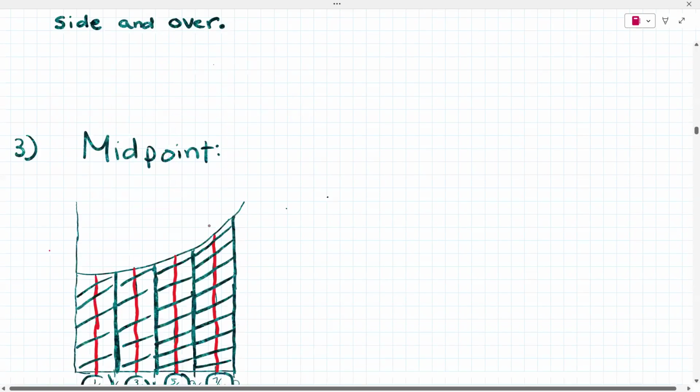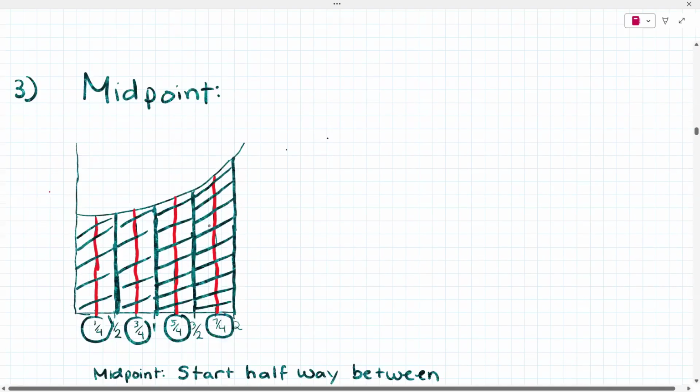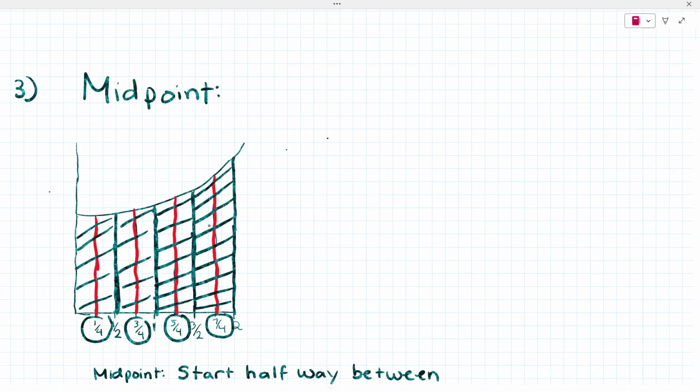Okay, number 3, midpoint. The midpoint gets a little bit more accurate. Midpoint and trapezoid method are probably the most accurate. As you can see, we have a new length. So we have 1/4, 3/4, 5/4, and 7/4. How do I get those values?